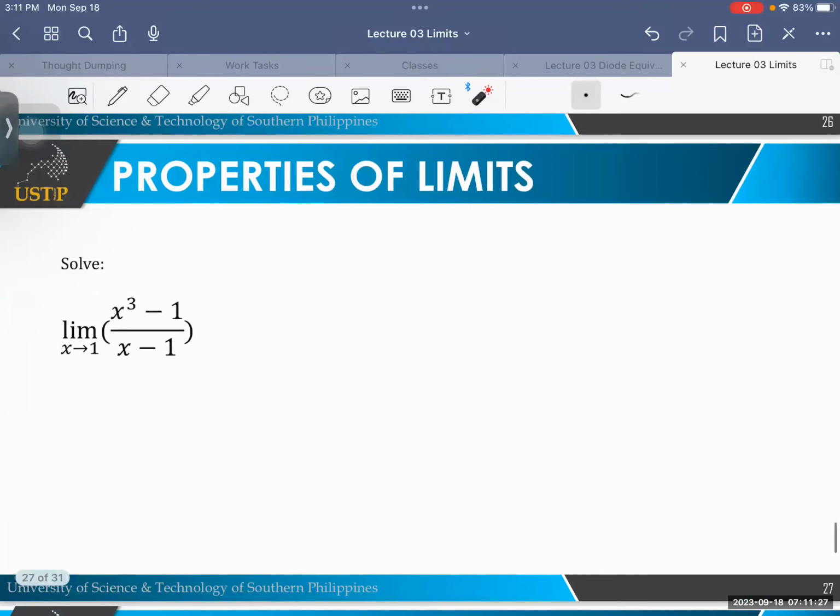Sige, let's solve this one. You have here a rational function gapon. So, you have the limit of x cubed minus 1 over x minus 1 as x approaches to 1. Okay, first step, you have to substitute. Now, if you substitute the value of 1 here, same x, this will become 0, right? So that is 1 minus 1, which is 0, which is undefined. So you cannot directly substitute it.